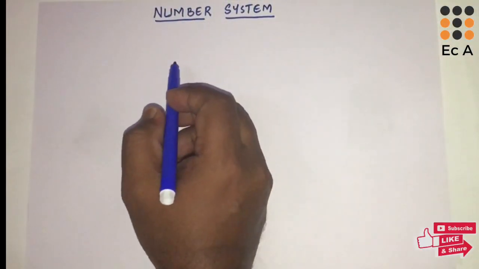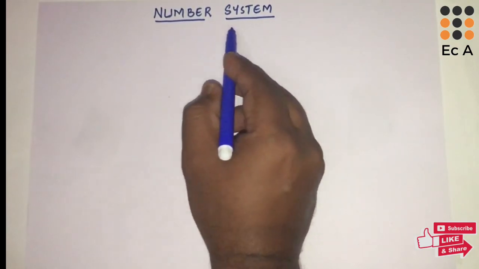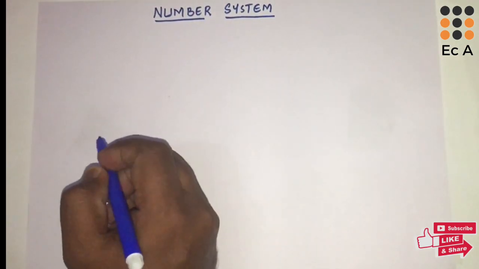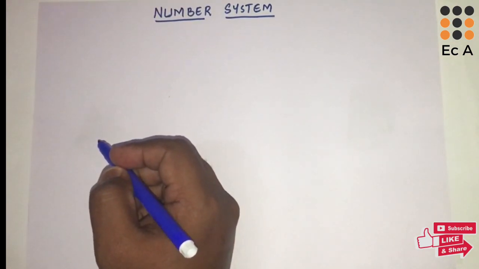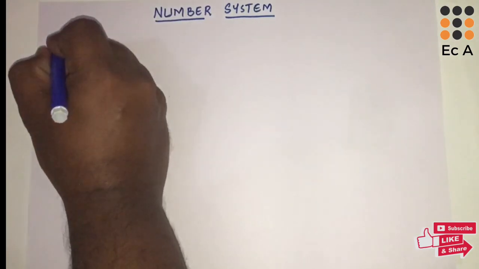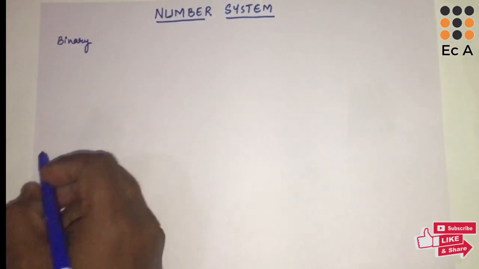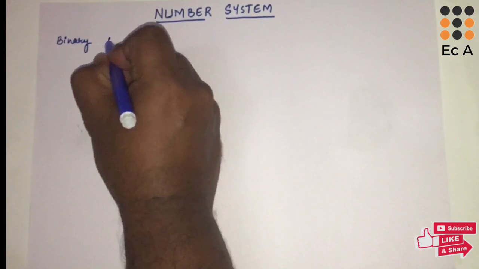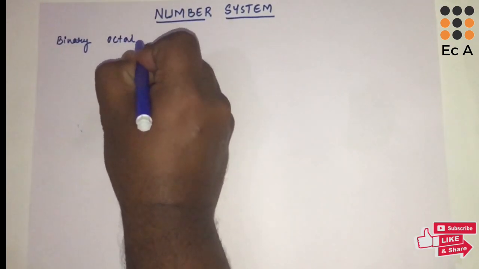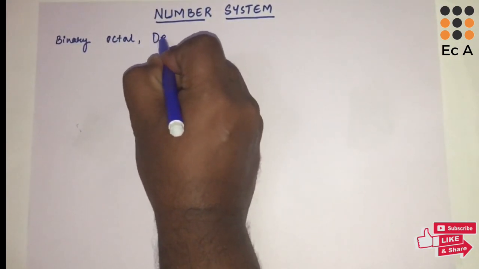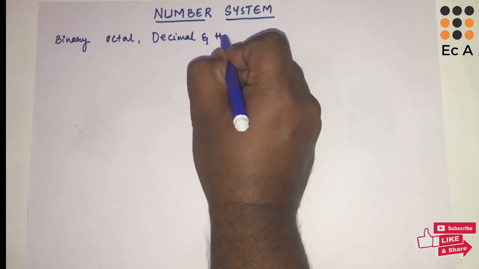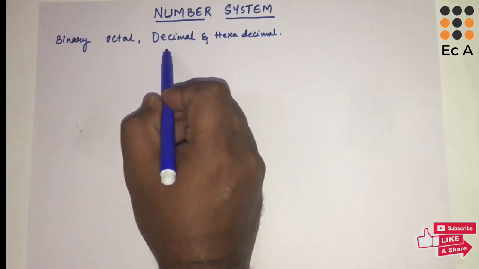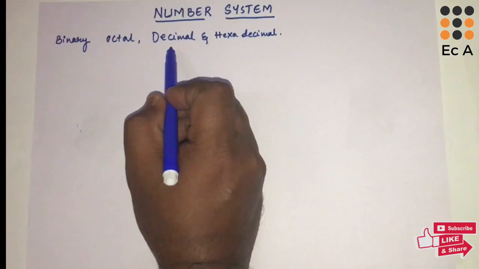In this lecture, we will understand the introduction to number system. Number system is the way of representing any number. There are four basic types of number system. First one is binary number system, octal number system, decimal number system, and hexadecimal number system. The most commonly used number system is decimal number system, which is used in day-to-day transactions.